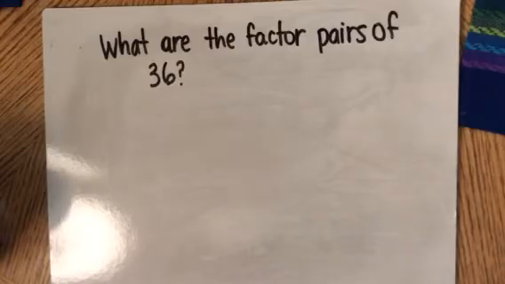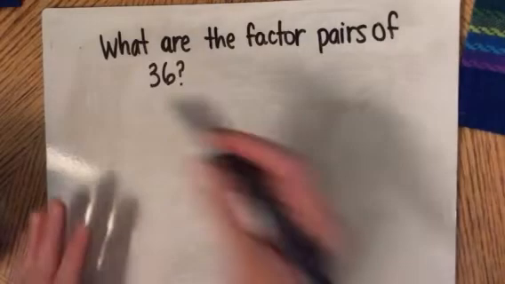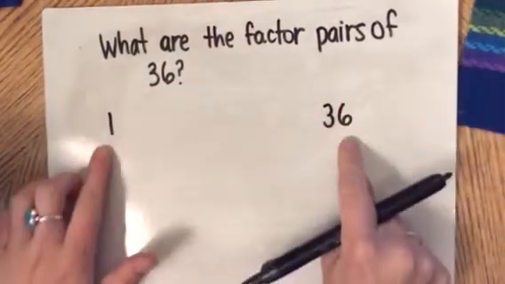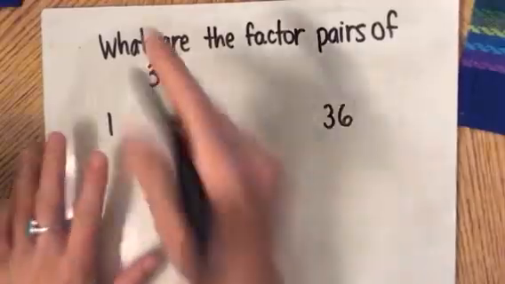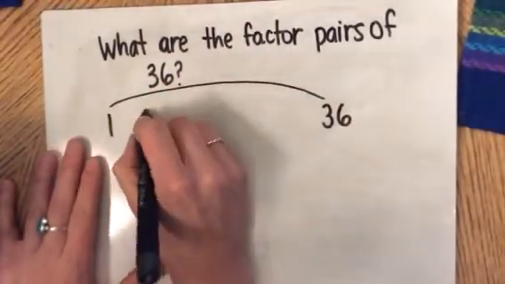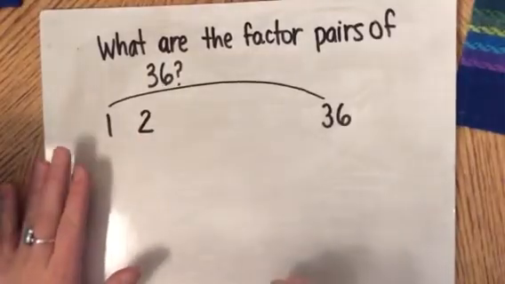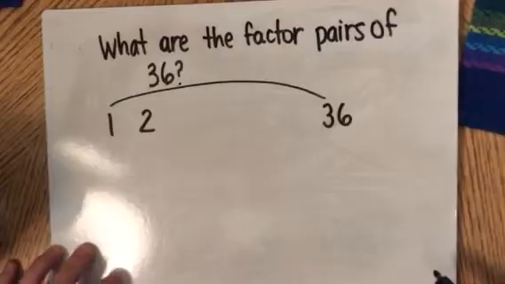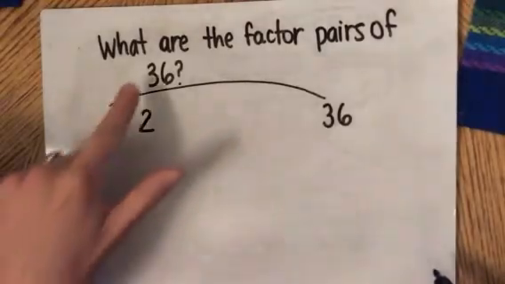Okay, now let's think about this. So our factor pairs, we know 1 and 36. I'm going to spread them out so I have enough space to put my other factors. Okay, 2. This is kind of a tricky one. It might take a long time to skip count by 2. So, is there a more efficient way?